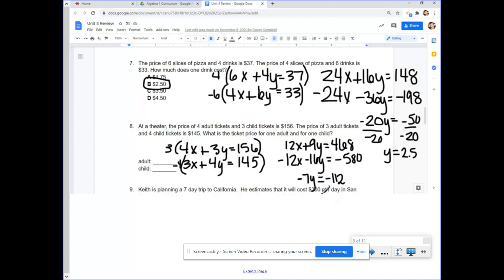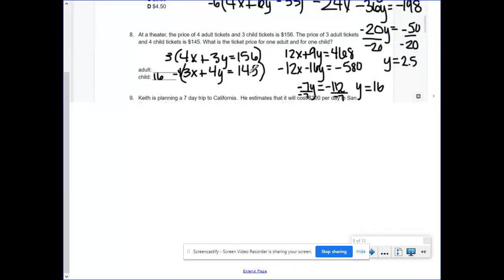Like I said, if you chose to do a different way, that's totally fine. You just need to make sure our answers are the same at the end. So I'm dividing by -7. I get 16 for y. I'm going to go back to my equation and look. Y stood for kid tickets or child tickets, so that's how much this one would be. If I go back and plug it into my equation, I'm going to go down on number 9 and write this in so you can see.